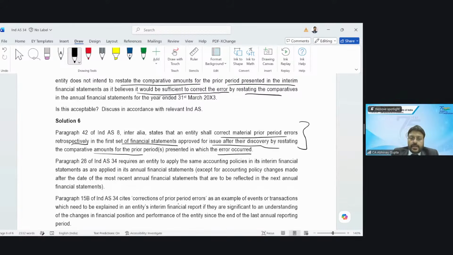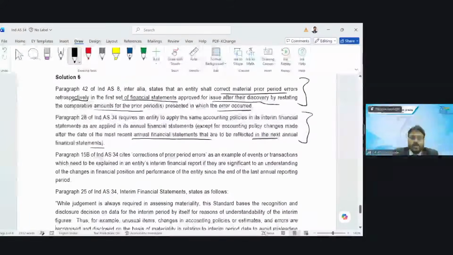Paragraph 28 of Ind AS 34 requires an entity to apply the same accounting policies in the interim financial statements that are applied in its annual financial statements, except for accounting policy changes made during the quarter as compared to the most recent financial statements, right? And those are to be reflected in the next annual financial statements, right? So if there is any accounting policy change, we need to do that.